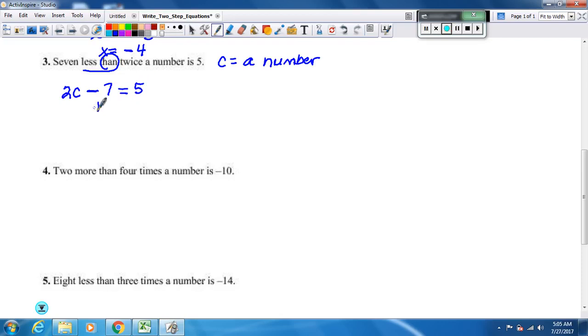I'm going to add 7 to both sides. So 2C equals 5 plus 7, which is 12. This is 2 times C. The opposite of times is divide. Divide both sides by 2. Top cancels with bottom. C equals 12 divided by 2, which is 6.